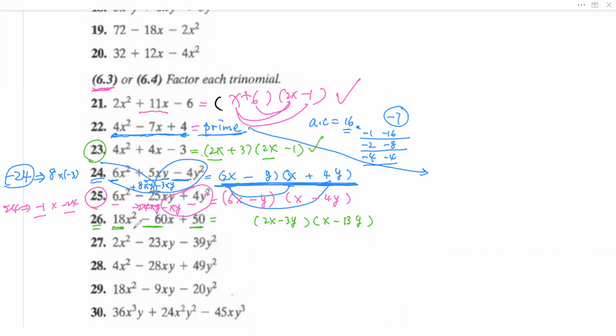Here we don't have y. 26, we don't have y here. Oh, you mean this one? Maybe you need to read it as 27, right? Oh, that, okay. Okay, let's talk about 27 first before we talk about 26.